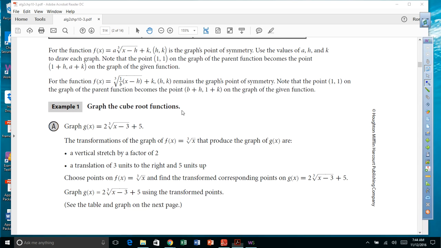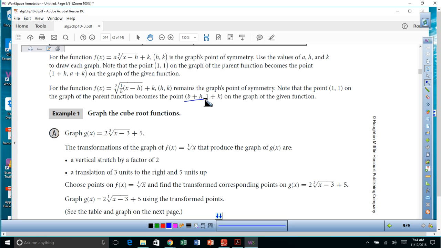Now this right here is this right here and that right there. Okay, that'll help you immensely do the transformations. For the function f of x equals a times the cube root of x minus h plus k, h, k is the graph's point of symmetry. Use the values of a, h, and k to draw each graph. Note that the point 1, 1 on the graph of the parent function becomes the point 1 plus h, a plus k on the graph of the given function.